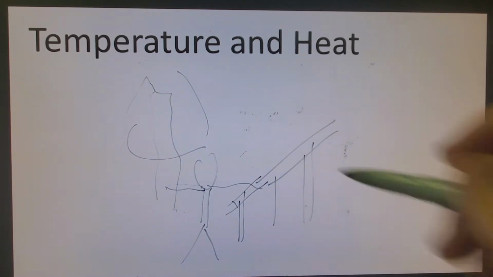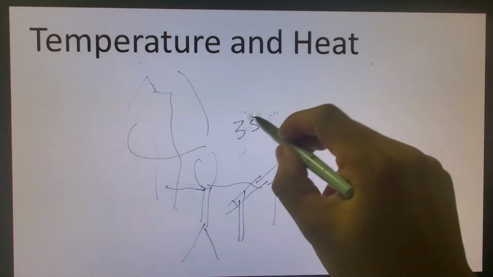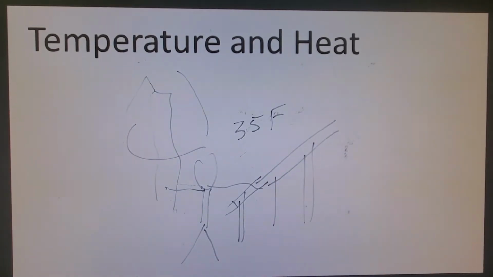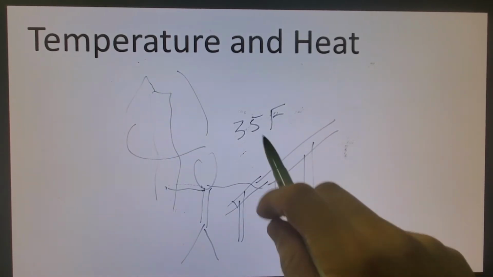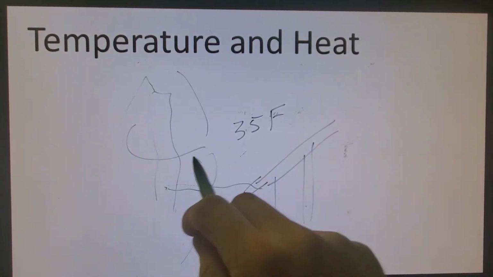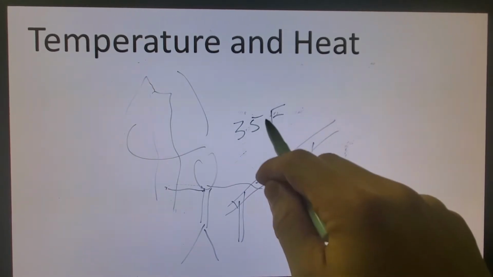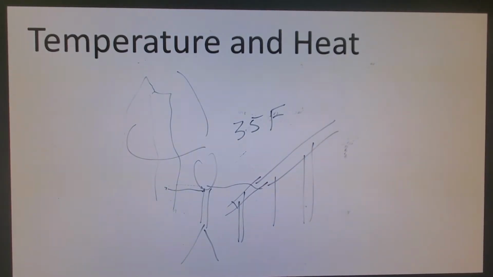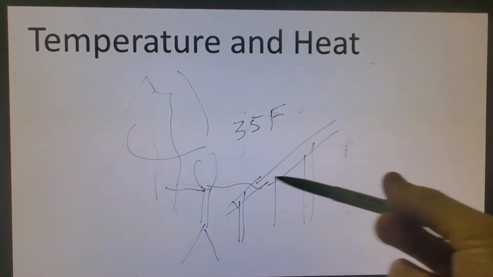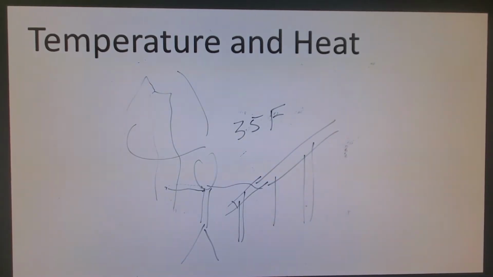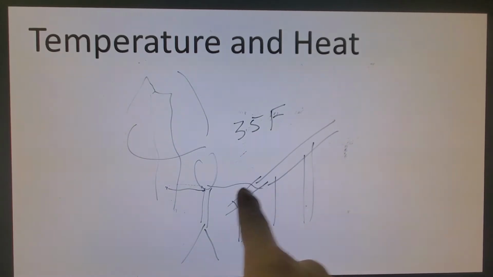Let's say outside at night is 35 degrees Fahrenheit. That means if you measure the temperature, they will both be 35 degrees Fahrenheit, because they are both exposed to the same temperature. Okay, so what is temperature then? Temperature is the average measurement of the kinetic energy of the molecules.